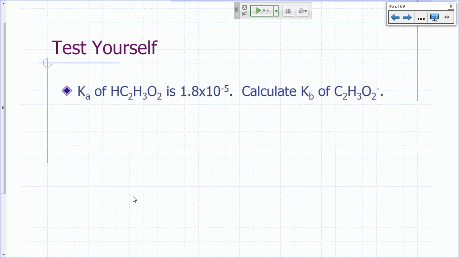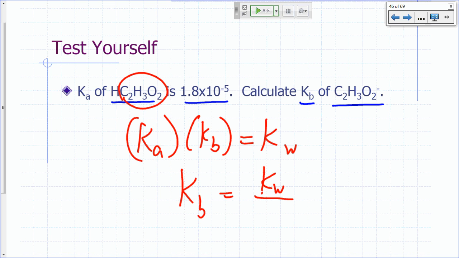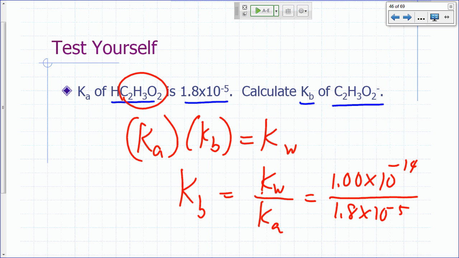Ka of acetic acid is 1.8 times 10 to the negative 5th. What is the Kb of its conjugate base? What's the conjugate base of acetic acid? Acetate ion, right? So we just say Ka times Kb is equal to Kw. So Kb would be Kw divided by Ka. What's Kw? 1.00 times 10 to the negative 14. And what is Ka? 1.8 times 10 to the negative 5th.